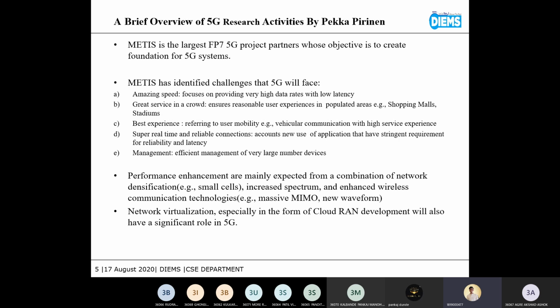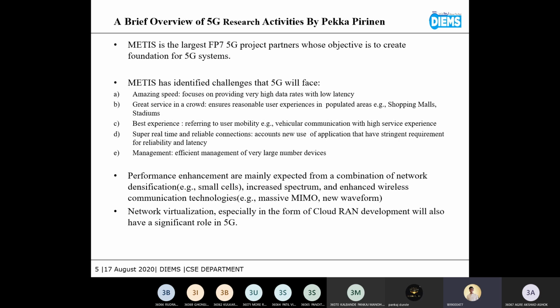METIS has told the first challenge will be amazing speed, focus on providing very high data rates with low latency. Of course, they will charge more for 5G because of the bandwidth and speed. The second challenge will be great service in a crowd, ensuring reasonable user experiences in populated areas like shopping malls and stadiums.